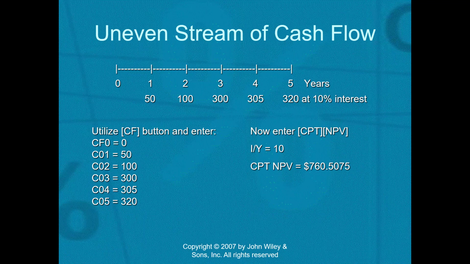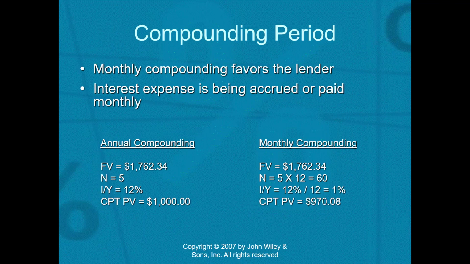All right, so now in our next slide, we need to understand, at the beginning of this lecture, I said we're only going to do annual compounding, and that is all we're going to do. But we need to know one line off of here. Monthly compounding favors the lender, right? So if you look at the monthly compounding number, you see with the same calculation that we just did, you get a present value of 970 instead of 1,000, right? So that just tells us that the monthly compounding favors the lender. That's all we need to know off of this slide.